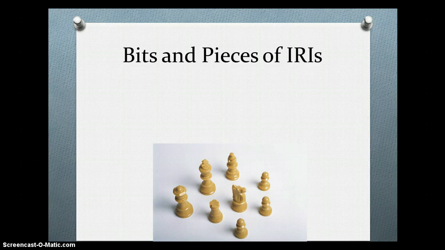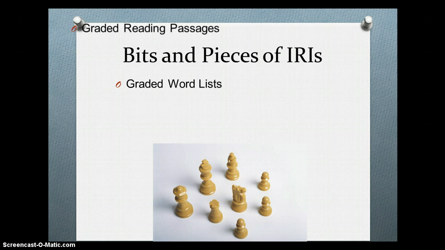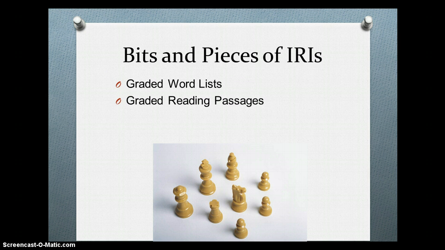Bits and pieces of the IRIs, there's really just three pieces. The graded word lists, which you should have given last week. The graded reading passages, which you are giving this week. And the comprehension questions. So typically most informal reading inventories have these three pieces. A couple of them, like the developmental reading assessment or DRA, doesn't have a graded word list for you to use. They just have the passages and the comprehension questions.